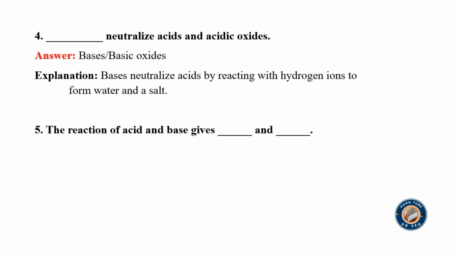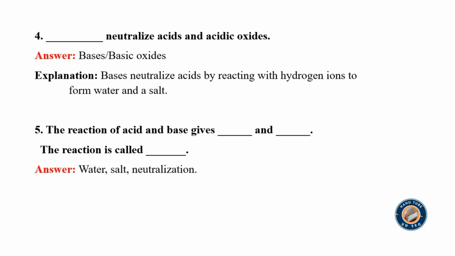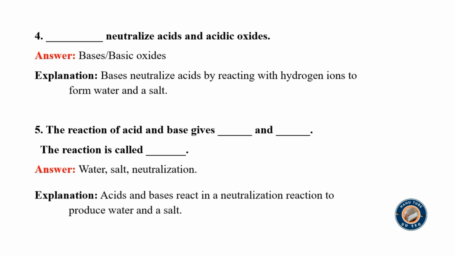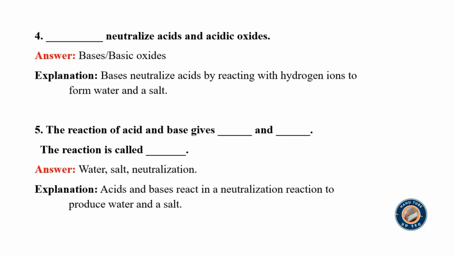Question number 5. The reaction of acid and base gives dash and dash, and the reaction is called dash. The answer is water, salt, and neutralization. Acids and bases react in neutralization reaction to produce water and salt. Therefore, the reaction of acid and base gives salt and water, and the reaction is called neutralization reaction.